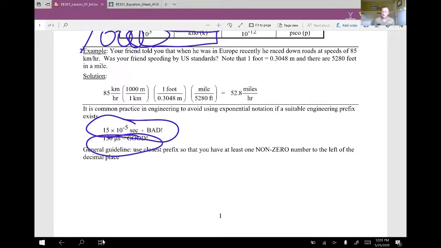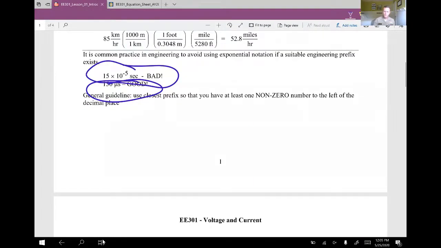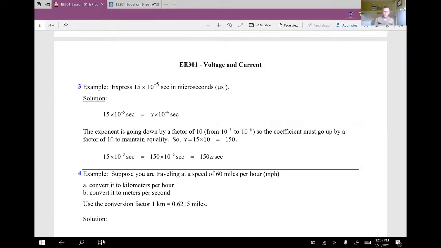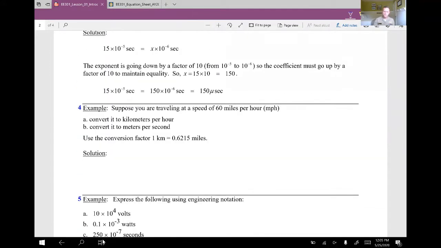15 times 10 to the negative 5 is not good. 150 microseconds, that's good. And the reason why is because you wouldn't say that. Imagine you're on a ship and someone says, how many amps do we have going through? And you say 10 times 10 to the negative 3. That would be really obnoxious if we spoke that way. Or if we just said 0.0000001, that would also be obnoxious. So please always put it into the engineering units. Here's an example of how you could do that. 15 times 10 to the 5th, 150 microseconds.